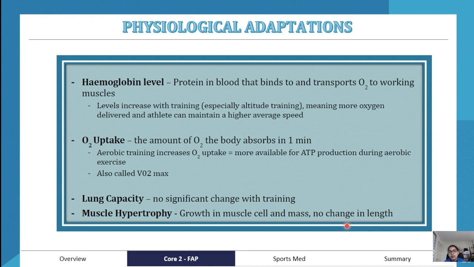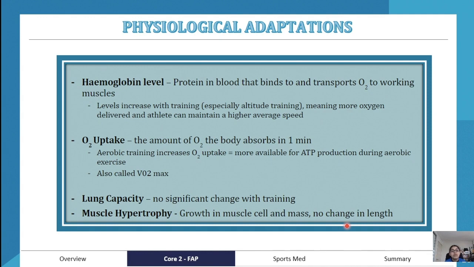Okay, so now let's have a look at hemoglobin levels. Hemoglobin is the protein in the blood that binds to oxygen and delivers oxygen around the body. So hemoglobin level does increase with training, especially if you're doing altitude training. At a higher altitude than sea level there is less oxygen, so you need to absorb more oxygen. That would mean that you're trying to get more oxygen delivered, and athletes can maintain a higher average speed as a result of that.